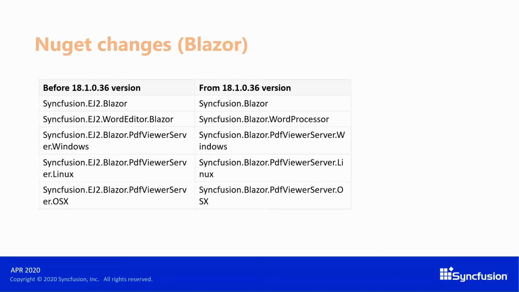So from the version 18.1.36, the package name will be simply syncfusion.blazor. The EJ2 word is being taken from all the Blazor related package names. In the same way, for the word editor.blazor, it has been changed to blazor.wordprocessor. And for the rest of the NuGet packages, PDF viewer server in Windows, Linux, and OS X, the EJ2 word has been removed.